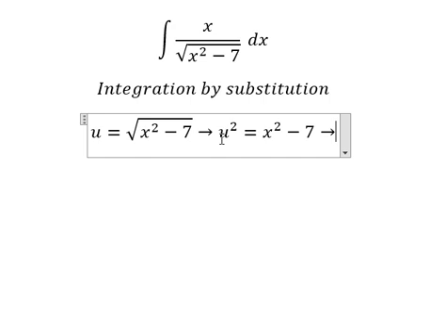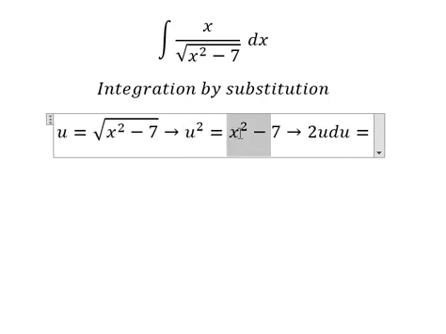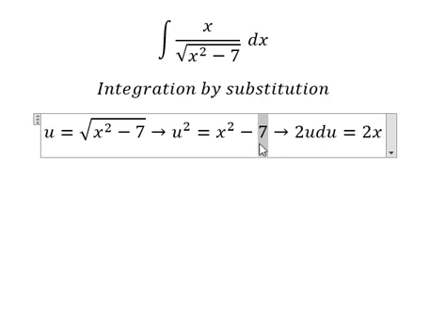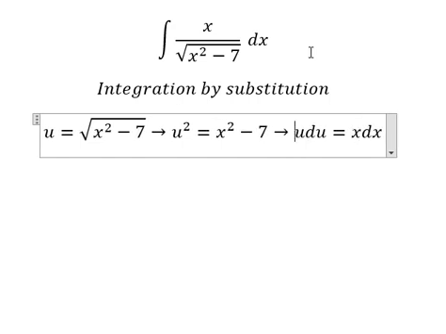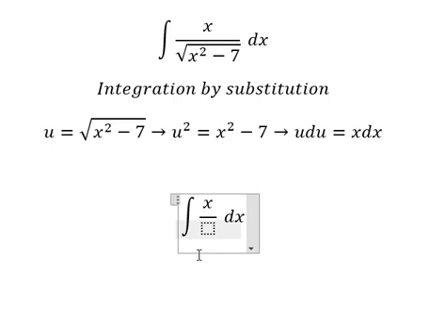Later, we need to first take the derivative of both sides. This one is 2u, this one is 2s, and this one is the constant, so you get 0. So 2 and 2, we divide both sides by 2. This one is u.